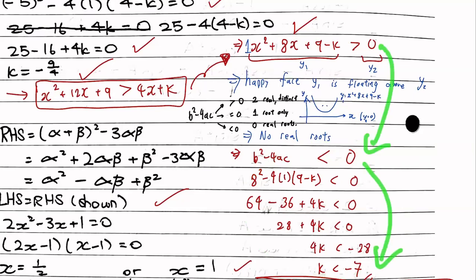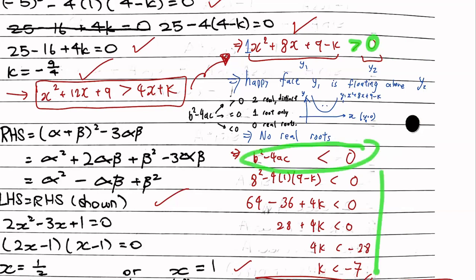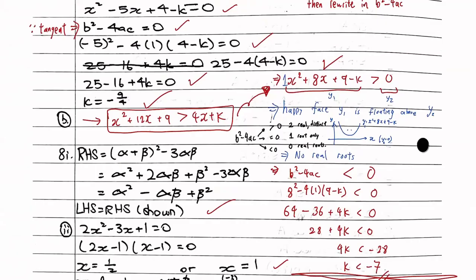Okay. And this is the part I think that you should be stuck with. You need to remember, when you say quadratic is strictly more than 0, it means b squared minus 4ac less than 0. The rest you should be able to do. Okay? This is question 7b, paper 2. So yeah, okay, moving on.